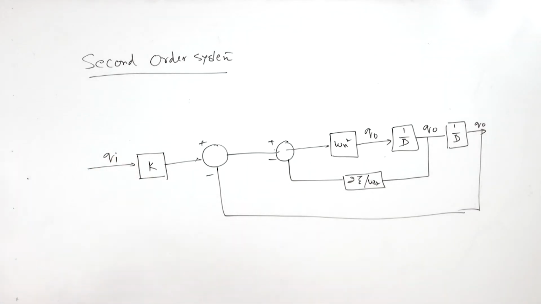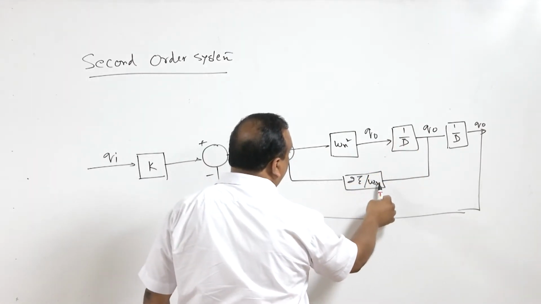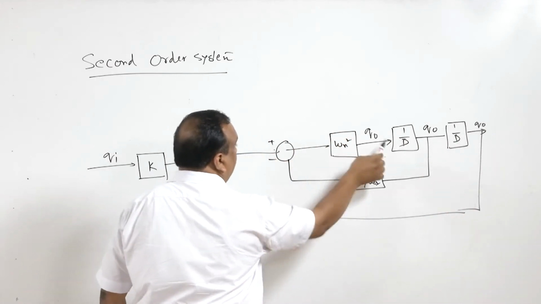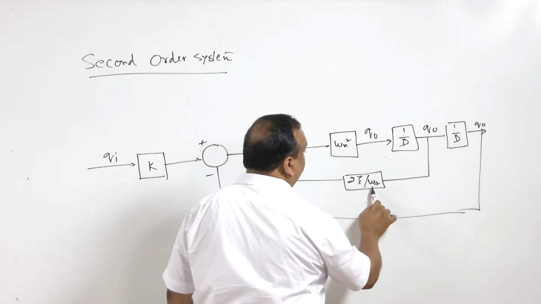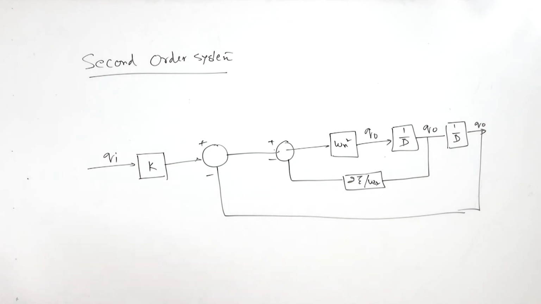Now we have broken this system into parts. After the first differentiation, we have taken 2 zeta omega n. Then after the second differentiation of the signal, omega n square has been differentiated 2 times, and this one has been differentiated 1 time. This is how we can represent the system in block diagrams.